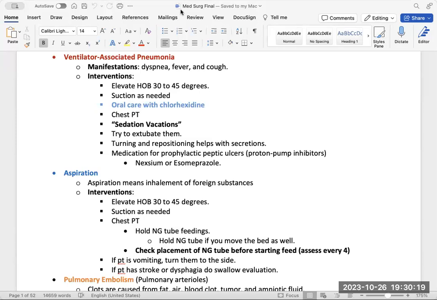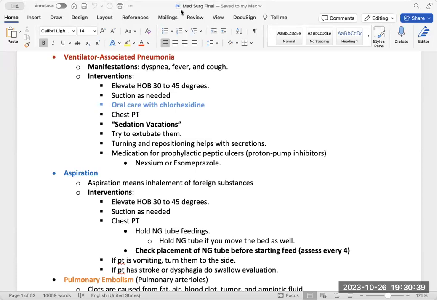Suction their trach as needed. Yeah, right. If there's some sort of secretion buildup, we could suction. Can we do chest PT? Yes. Yeah, it's not going to hurt them. It would help loosen secretions.